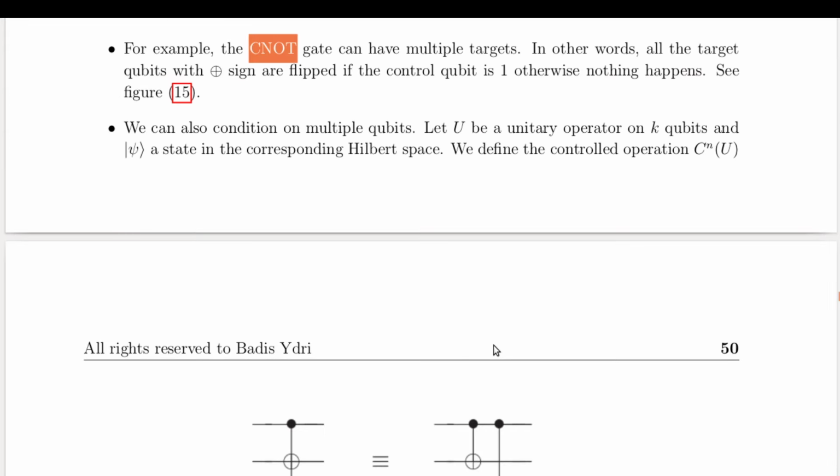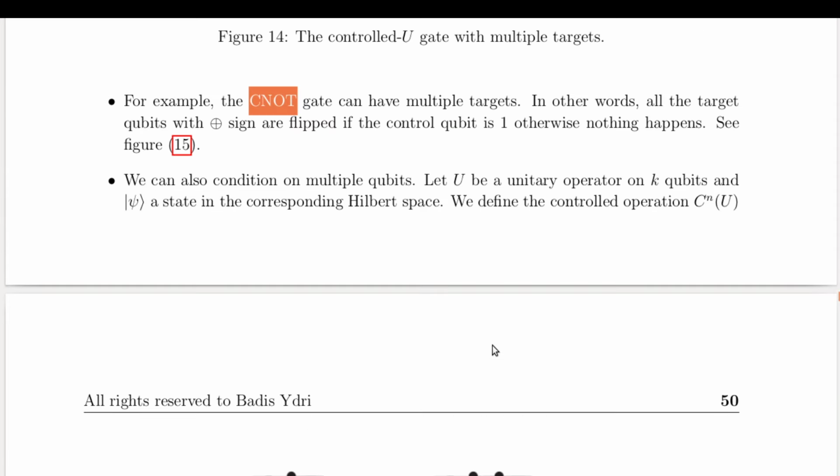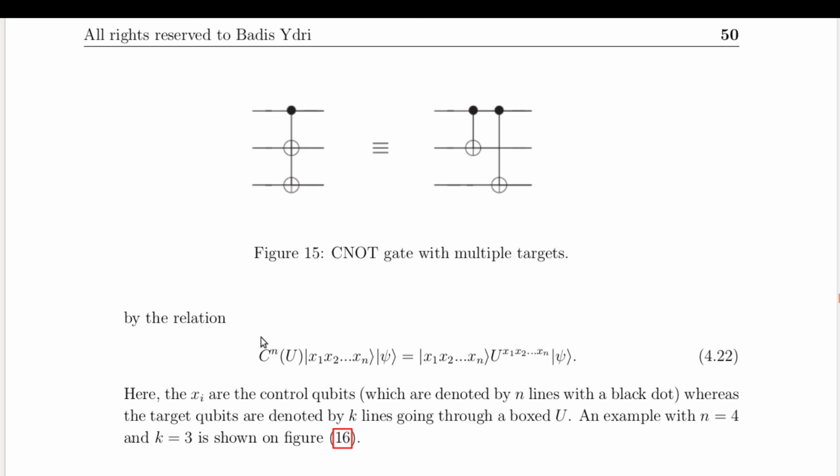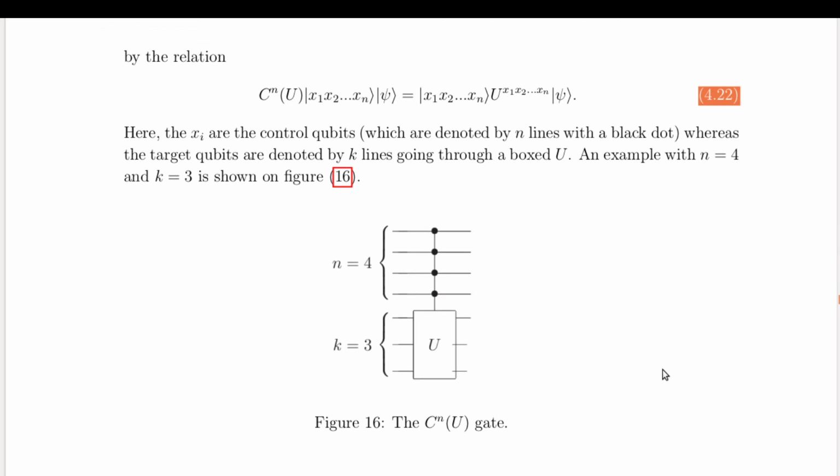What happens when we introduce more than one control qubit? This is where the Cn of U gate comes into play. It involves n control qubits and k target qubits. The operation U is applied to the target qubits only if all n control qubits are equal to 1. Equation 4.22 formalizes this process, and figure 16 illustrates an example with 4 control qubits and 3 target qubits.